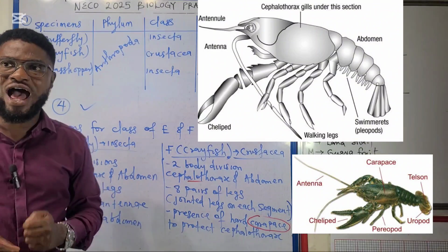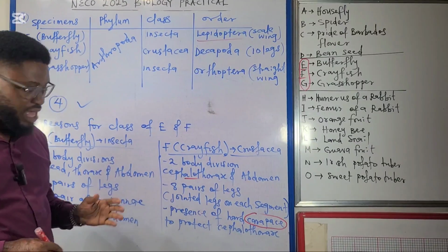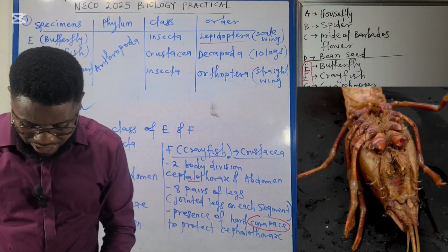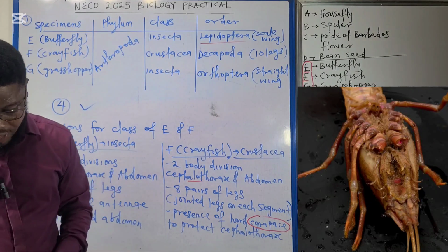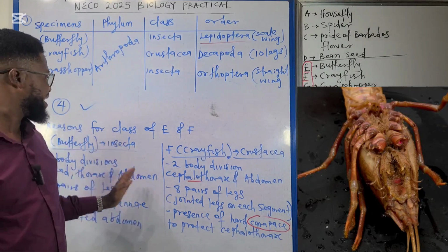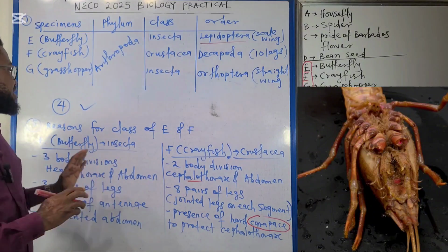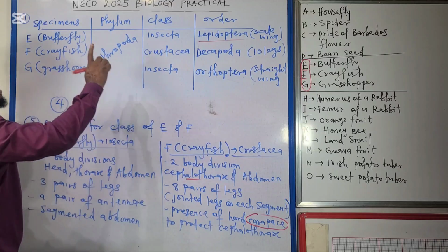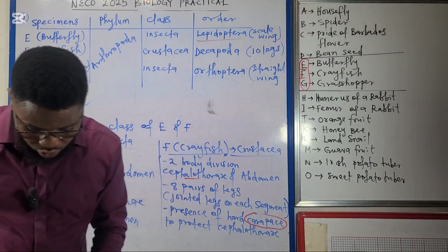Also, if you use your hand lens and observe the mouthparts, they are mandibulate. It has mandibles. The mouthparts are well developed for chewing, and that just about covers the reasons why we are putting specimen E and F into the class Insecta and Crustacea.